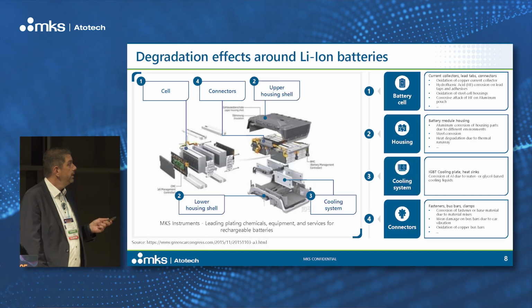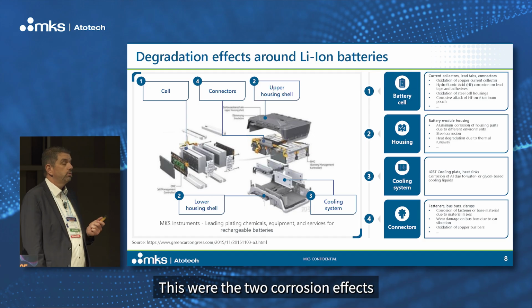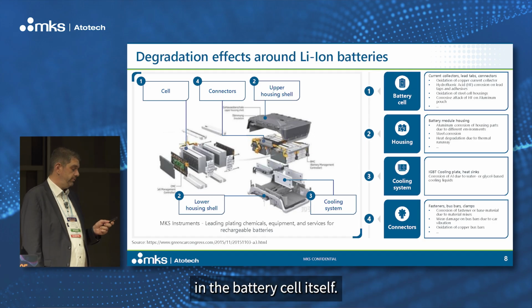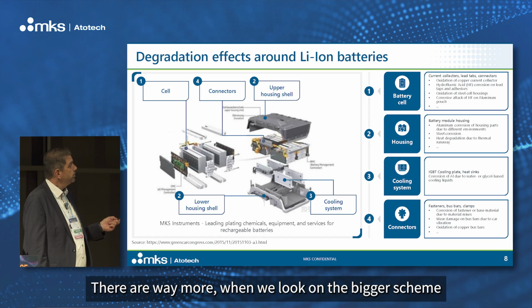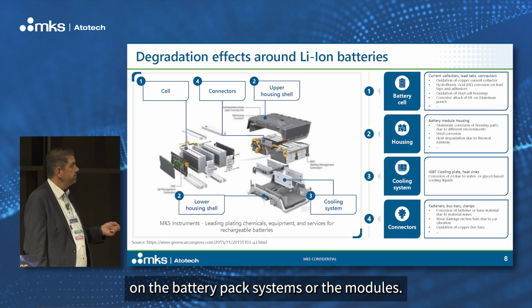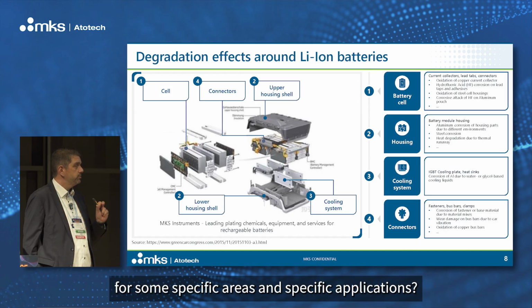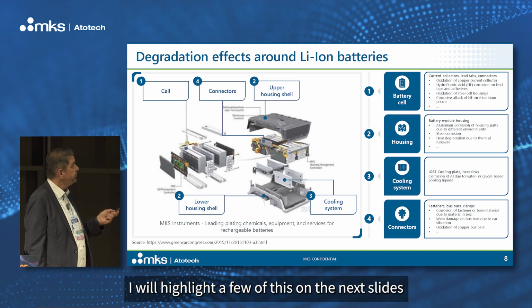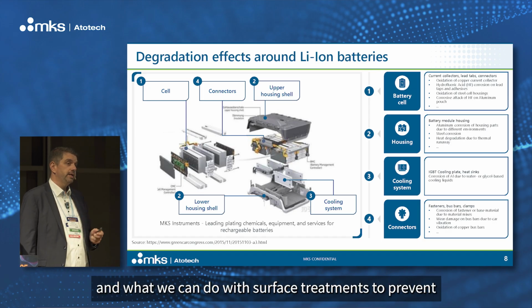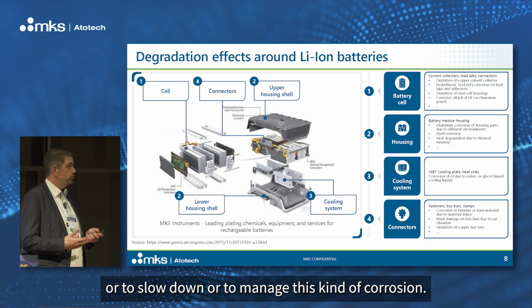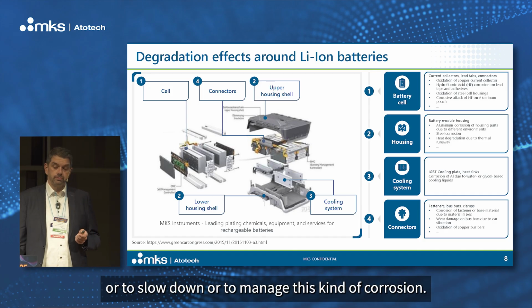These were the 2 corrosion effects in the battery cell itself. There are many more when we look at the bigger scheme, the battery pack systems or the modules. So you see a list over here of what can happen in these areas for specific applications. I will highlight a few of these on the next slides, and what we can do with surface treatments to prevent or slow down or manage this kind of corrosion.